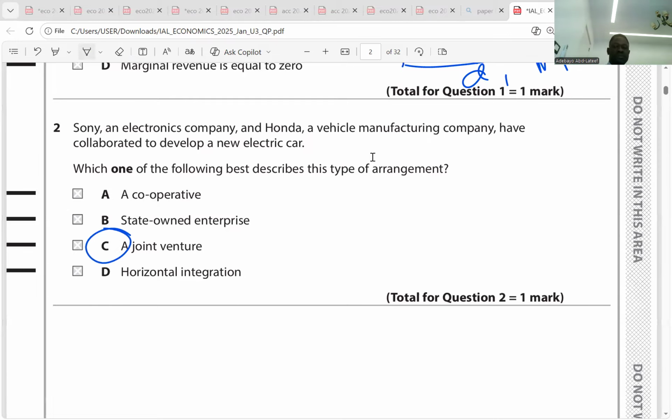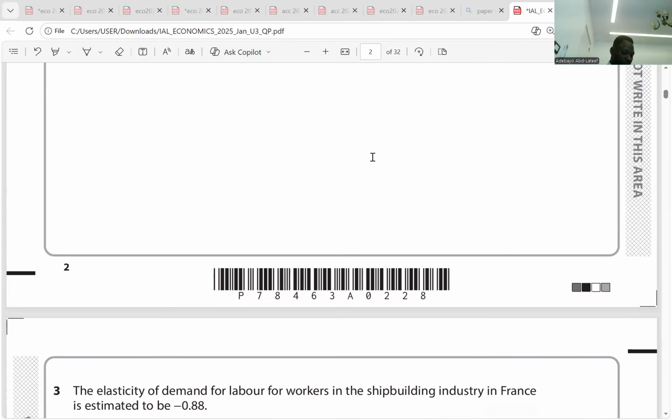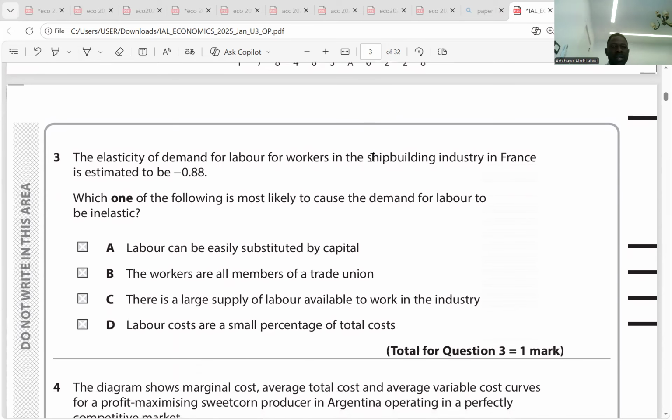For question 3, it said the elasticity of demand for labor for workers in the shipbuilding industry in France is estimated to be negative 0.88. Which one of the following is most likely to cause the demand for labor to be inelastic? Demand for labor will be inelastic if labor can be easily substituted by capital? No, that will make it elastic.